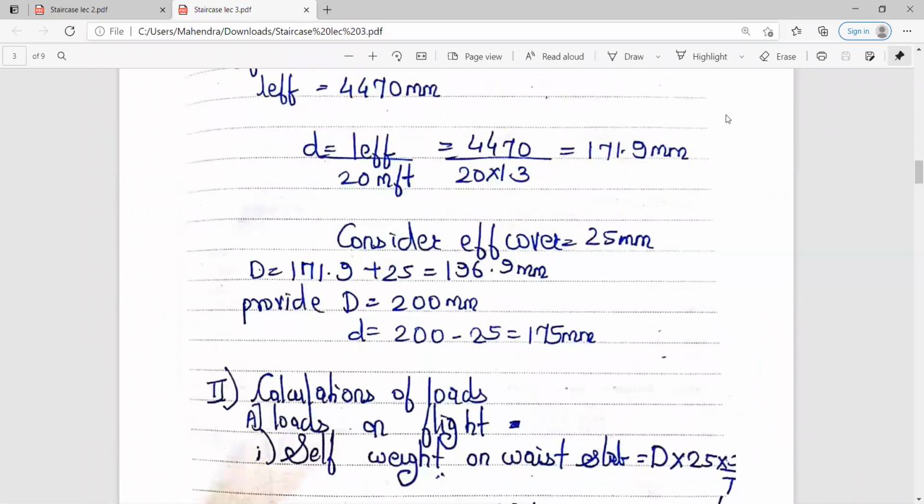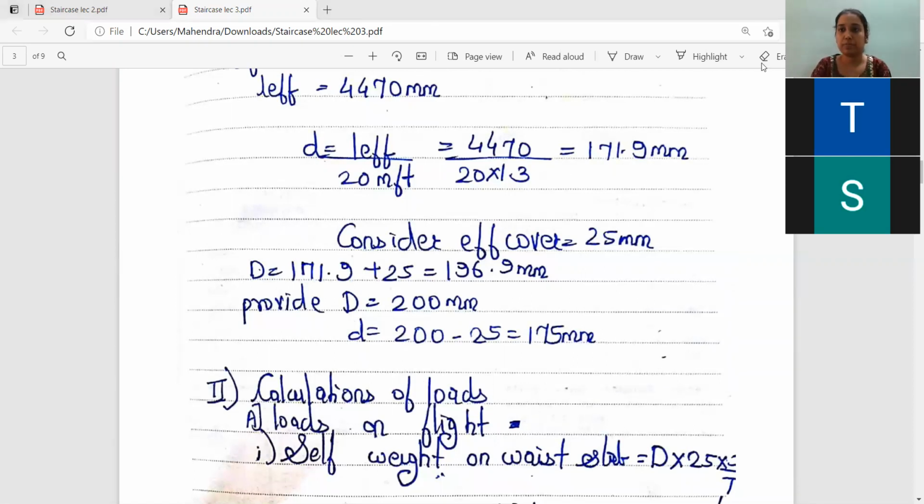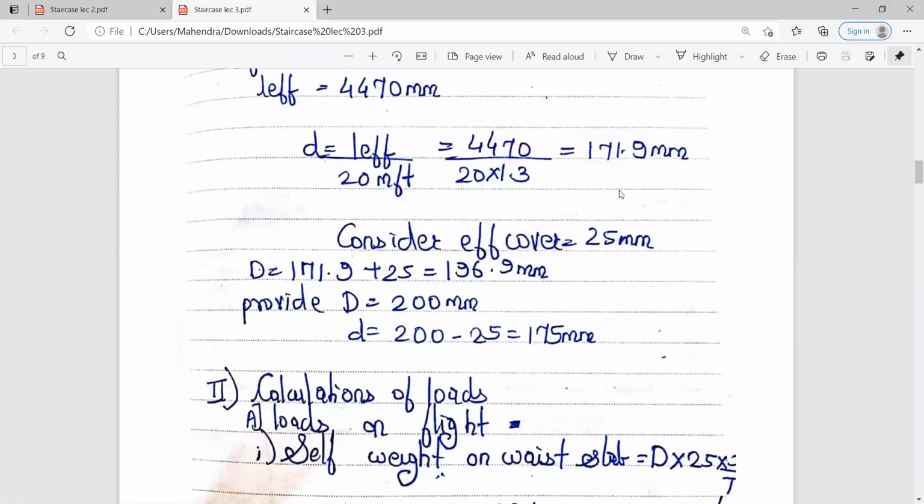After calculating D, you are going to assume the cover. Cover you are going to assume it as 25. So the effective cover you are going to get it as 25. So capital D will be 171.9 plus cover. So D you are going to get it as 196.9 mm. So approximately will be equals to 200 mm. Then you have to deduct the cover from this D. So small d you are going to get it as 175 mm.